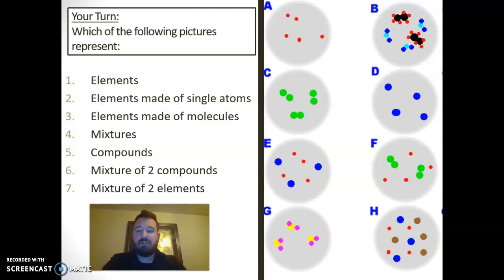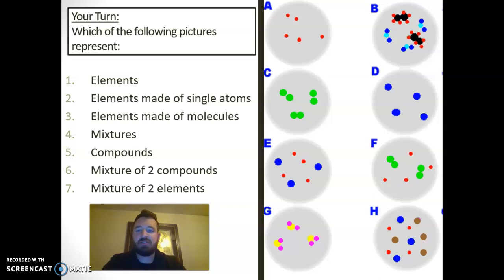Alright, number two, which diagrams would be elements made of single atoms? Alright, so you might want to pause now so I can give you the answer then. Alright, and the elements made of single atoms would be A and D. Right? In our picture for C, I know they're not perfectly touching, but we're trying to depict diatomic molecules there, or diatomic elements.